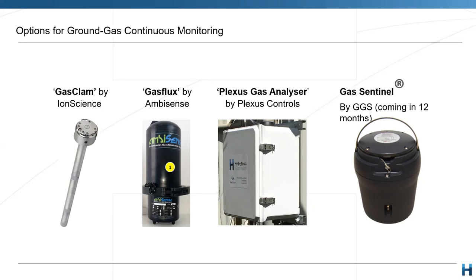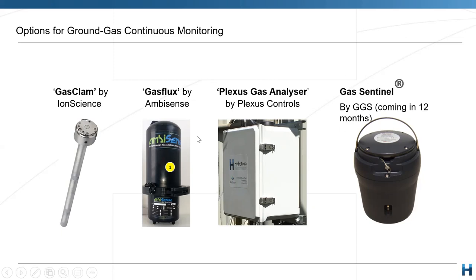What do we have in our continuous ground gas monitoring fleet at the moment? We have about 18, I think it is, gas clams, which provide you with continuous data logging. But we do have a telemetry module that can be attached to that. But there are battery change aspects to be aware of, so it depends on how long you want to deploy that for. We have a large number of AmbuSense units, which do provide limited data.